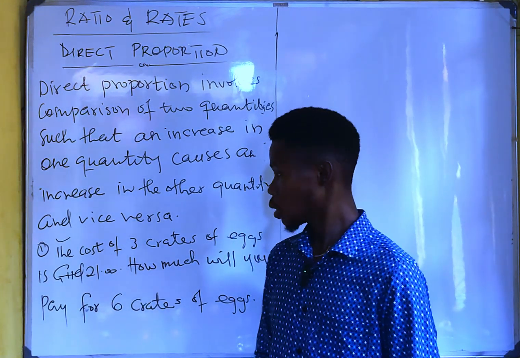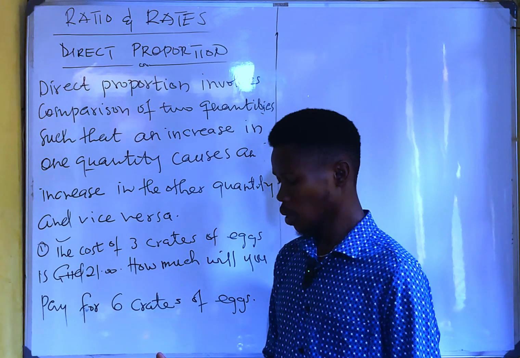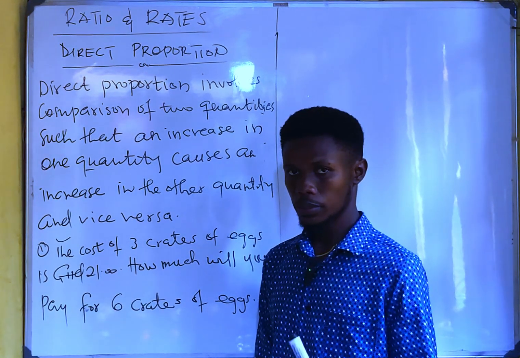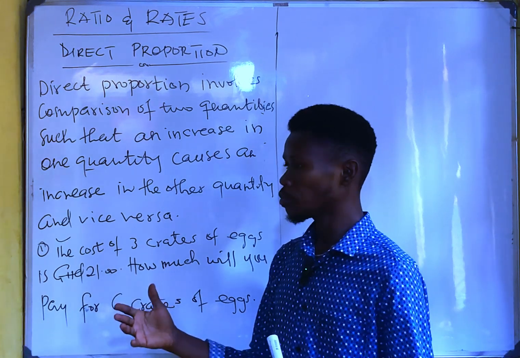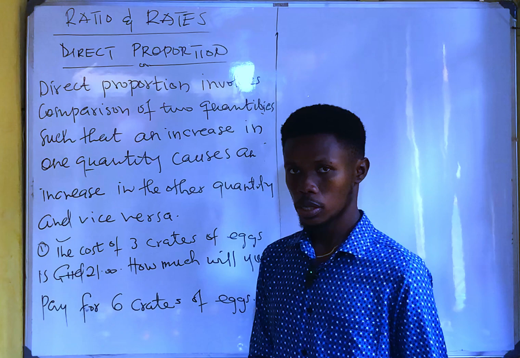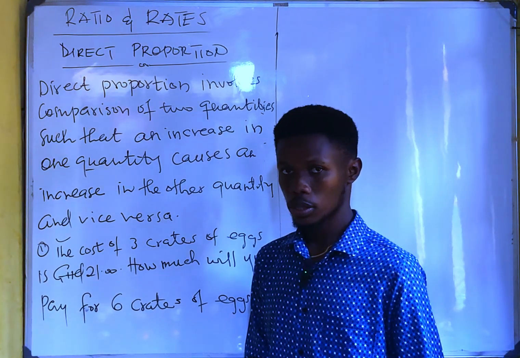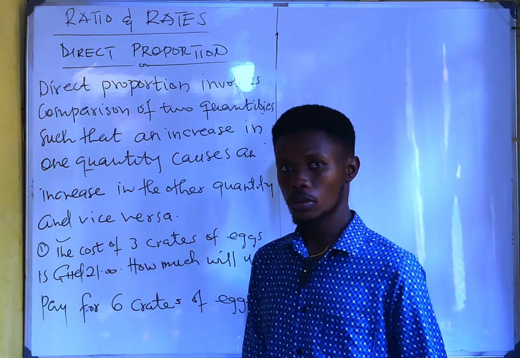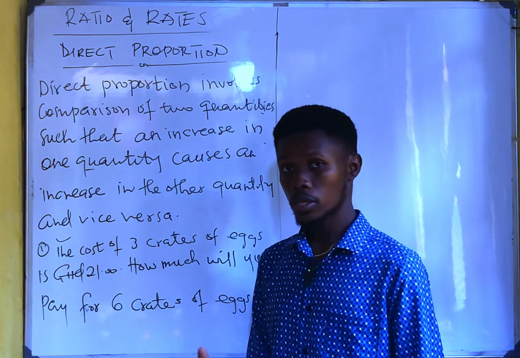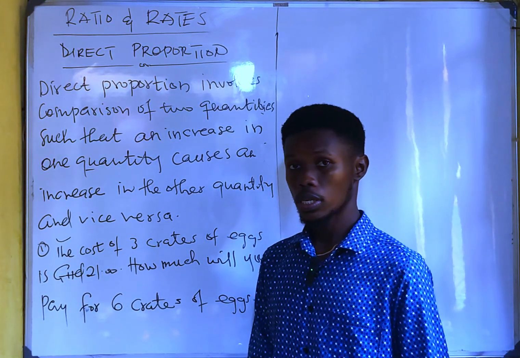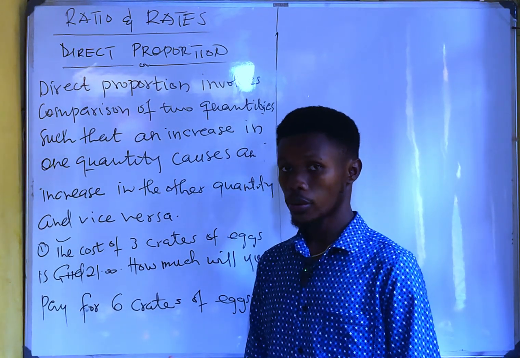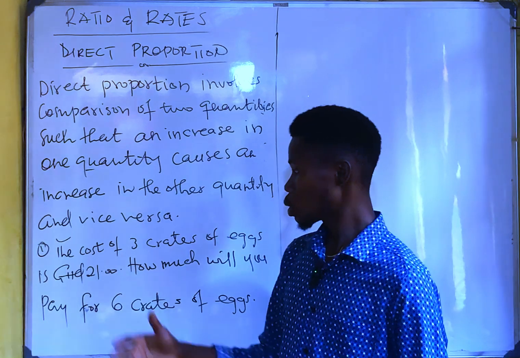Is that okay? Now I can also give you a simple example, like 10 pens for 2 cedis. If 10 pens cost 2 cedis, it means that with an increase of pens, the amount also increases, and with a decrease in the number of pens, the amount also decreases. So that is the meaning of direct proportion. So we have an example.